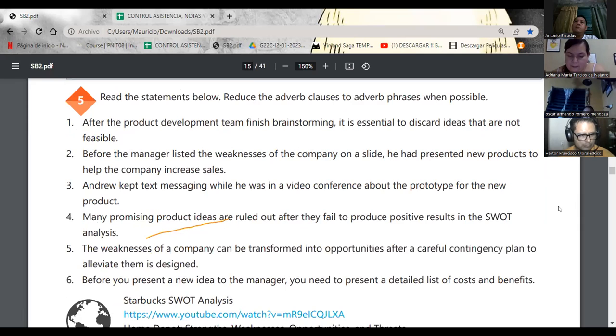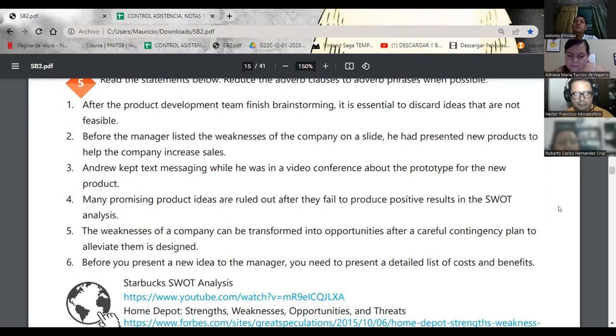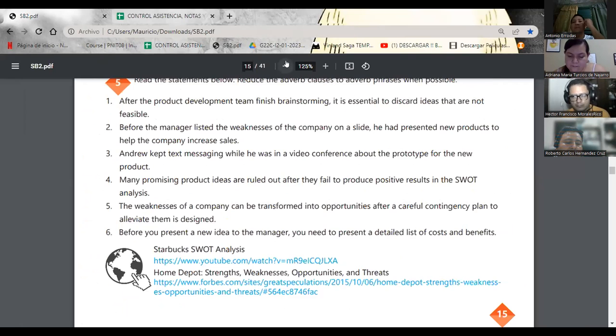Okay, guys, look, number five. Read the statements below. Reduce the adverb clause to adverb phrases when possible. Guys, let's do this. I will give you just 6 or 7 minutes. Let me make it smaller. Okay, there you go. Teacher, yes.